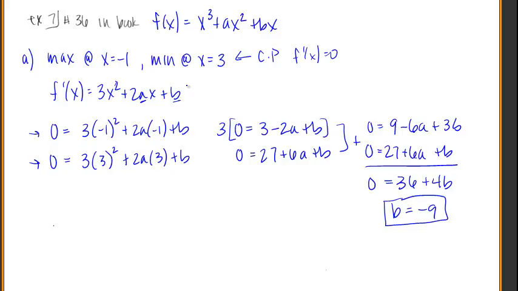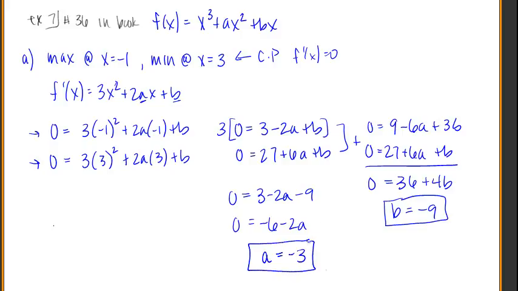So we see 0 is equal to 3 minus 2a minus 9. So 0 is equal to -6 minus 2a. And solving that out, we get a to be -3. So when a is -3 and b is -9, I know for a fact I have a max at -1 and a min at 3. And we are finished with that one. So let's do the same concept, but let's go on to part B.